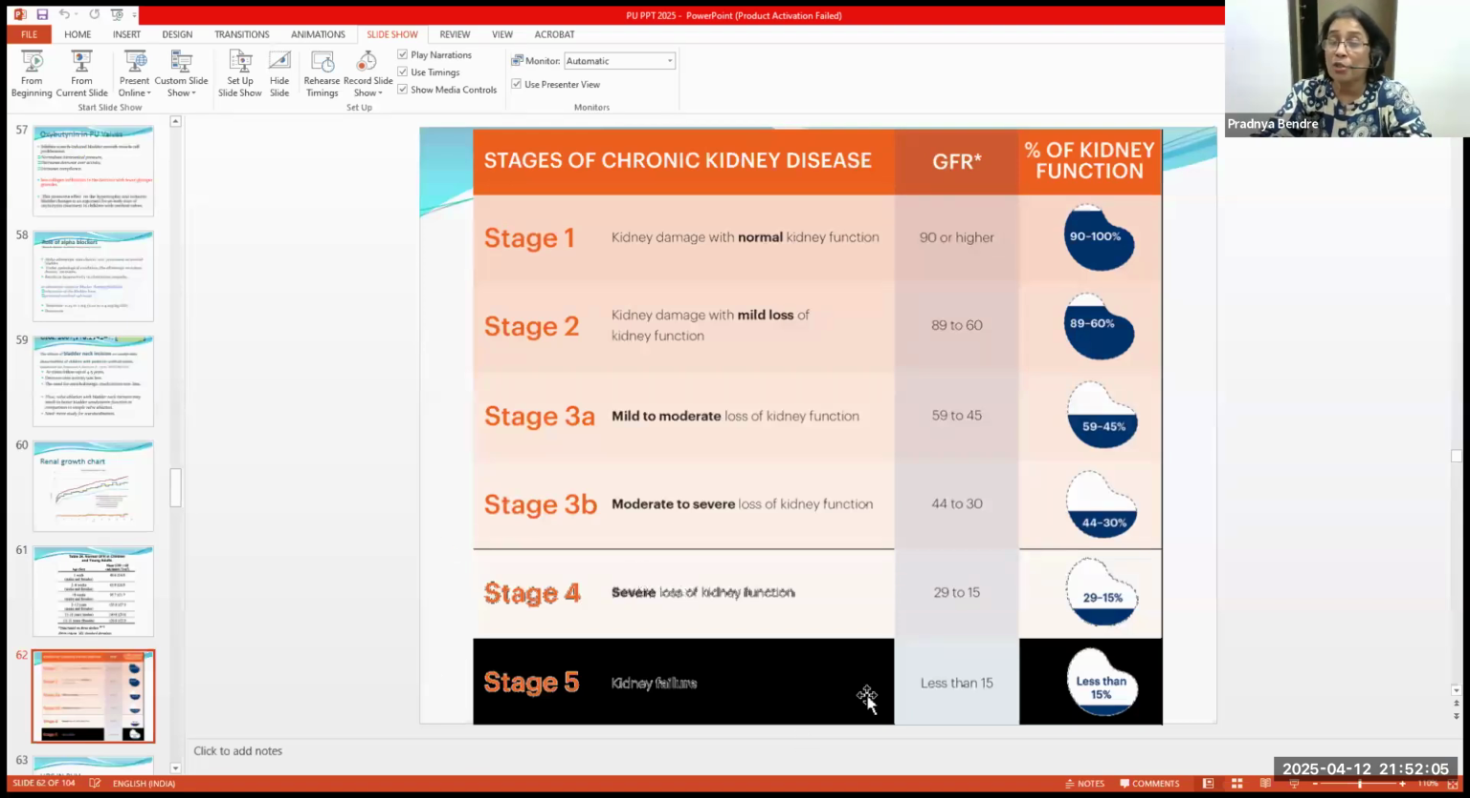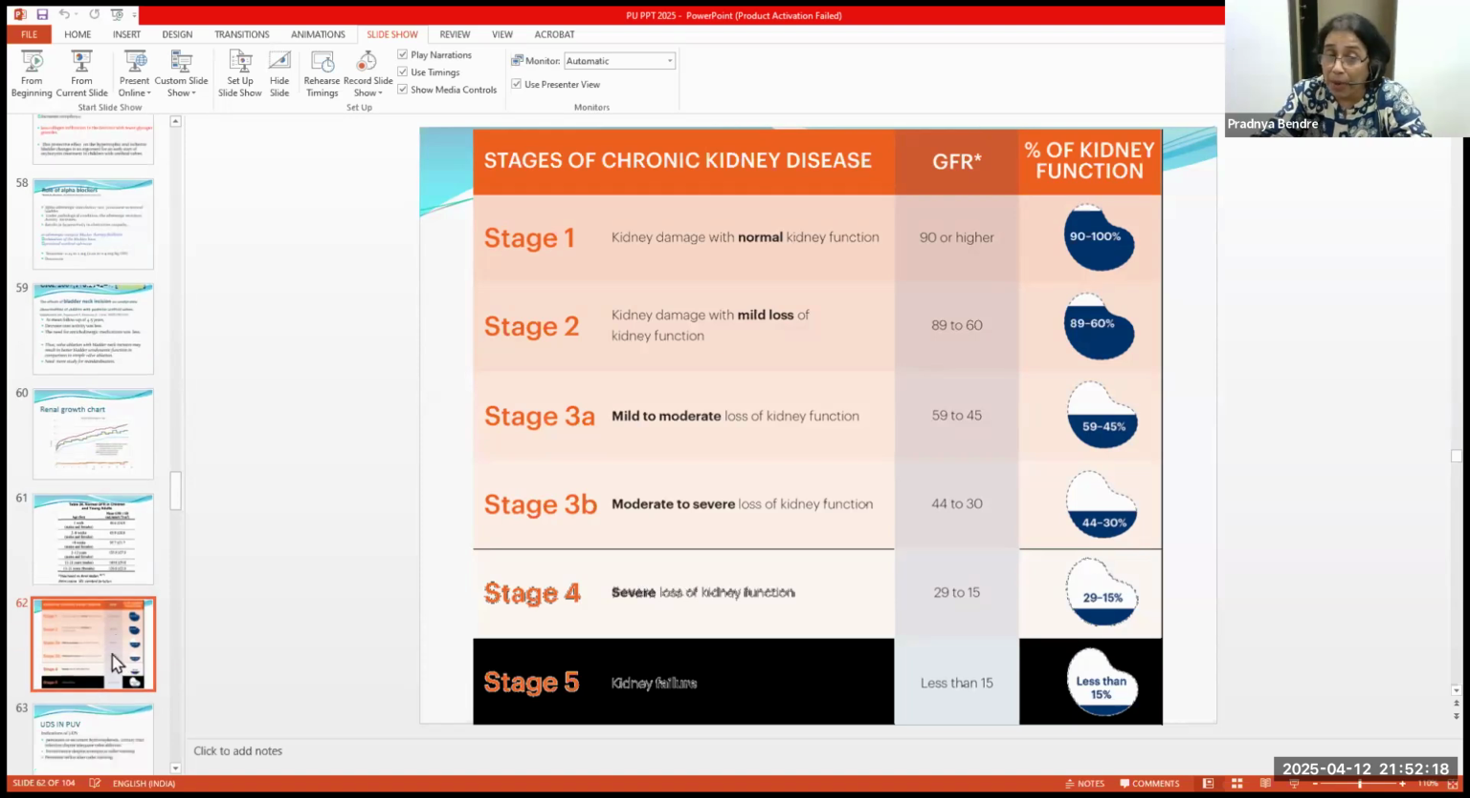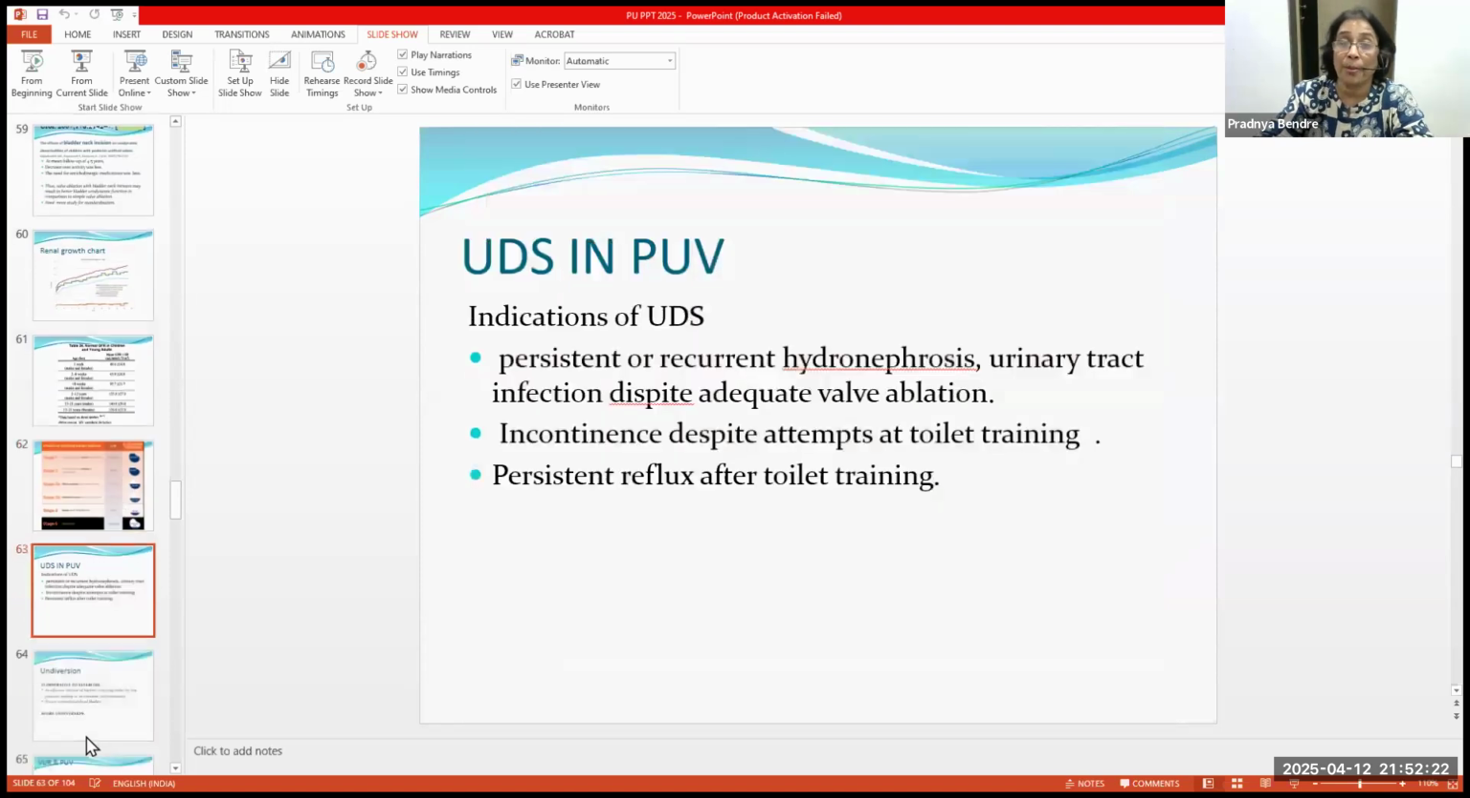So the moment the child has gone into stage 4 or 5, the question the pediatric urologist has to answer is: is the bladder stable, is there VUR, is there any role of augmentation cystoplasty, is it going to delay the transplant, and is each child going to need a transplant in the near future?